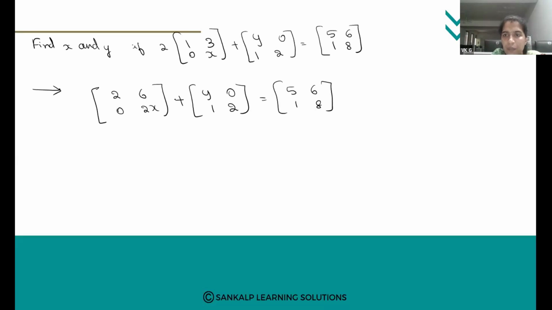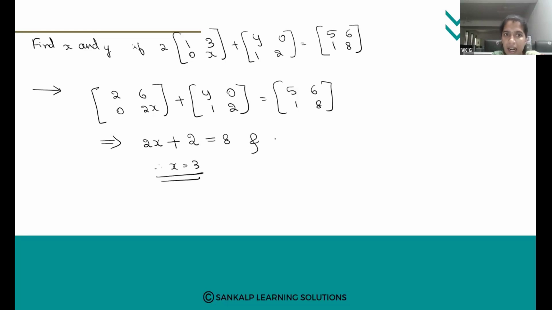Identify all the terms, add them. There is no need to write it in matrix form on the left side, because the question is to find x and y. Two matrices are equal implies corresponding entries are equal. Just identify the terms involving x. Where is x? The last entry. So the last entry from the first matrix is 2x, I'm adding from the second matrix it is 2, and the last entry of the right hand side is 8. Solve for x. 2x is equal to 6. x is equal to 3.